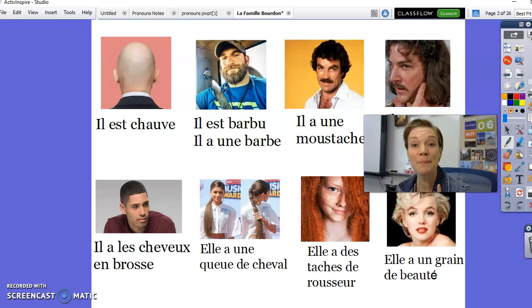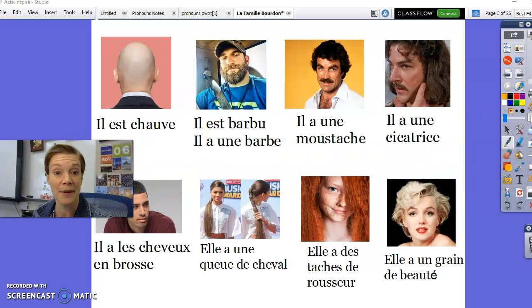Here are a few other specific things to look for that you can use to describe specific traits that people have. Il est chauve. Do you know what that means? He's bald. Il est barbu. Il a une barbe. Oui. Il a une moustache. Une moustache. Il a une cicatrice. Voici une cicatrice. That means a scar. Cicatrice. Vous voyez? Classe ici.